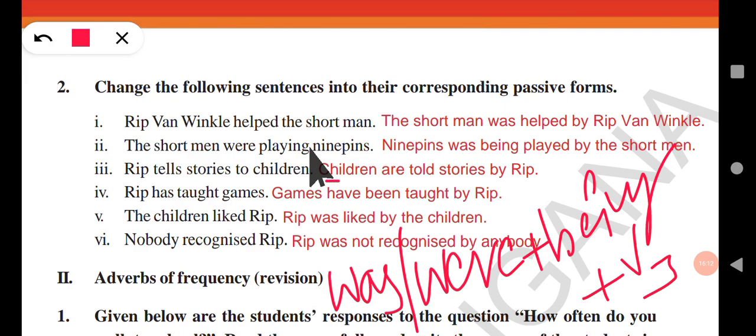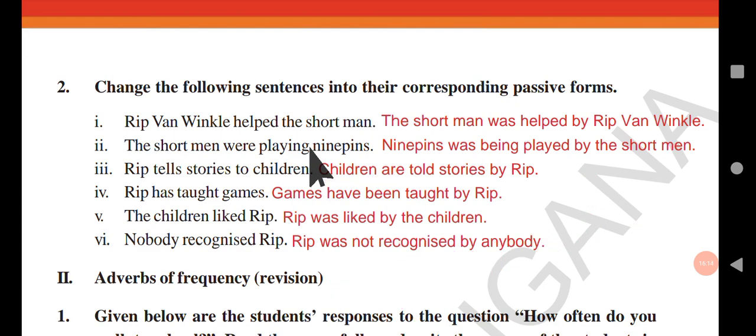See here, if you look at this sentence, 9 pins will become the subject when you change the sentence into passive voice. So 9 pins, singular or plural? Singular. So you have to go with was. We have two options, was or were. So 9 pins was, being is also added along with the continuous form in passive voice. V3 played by whom? By the short man. So 9 pins was being played by the short man. Next.